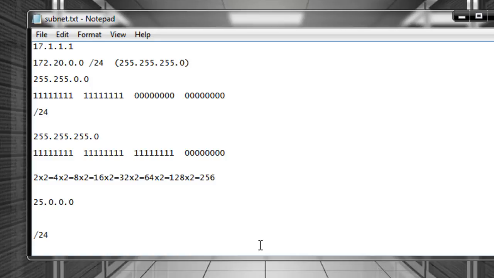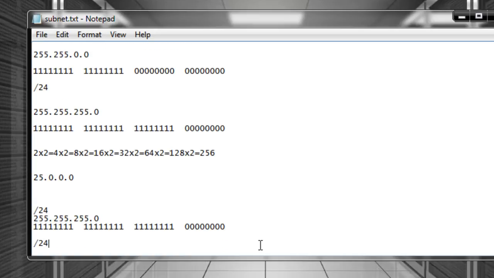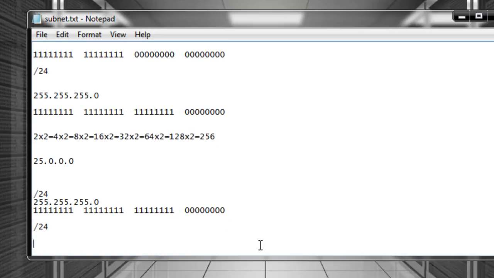So let's look at them again. /24 is the same thing as 255.255.255.0, or it is also the same as 1, 2, 3, 4, 5, 6, 7, 8, 1, 2, 3, 4, 5, 6, 7, 8, 1, 2, 3, 4, 5, 6, 7, 8. Those are all the same. And it's a lot easier to do /24. A lot quicker, means the same thing, right?